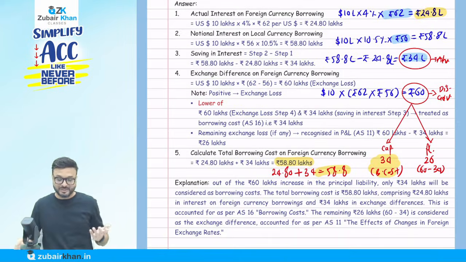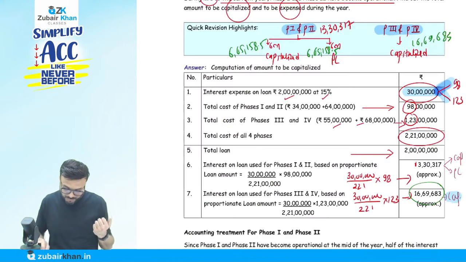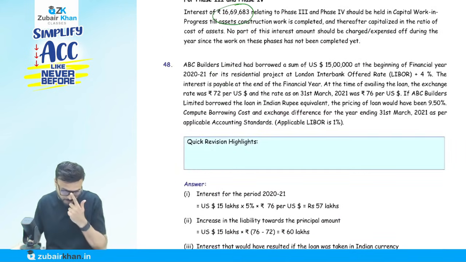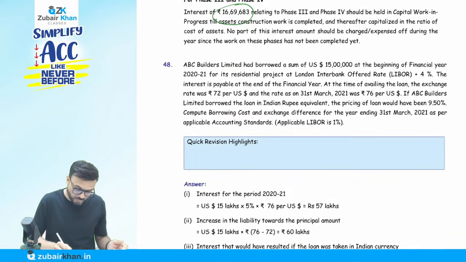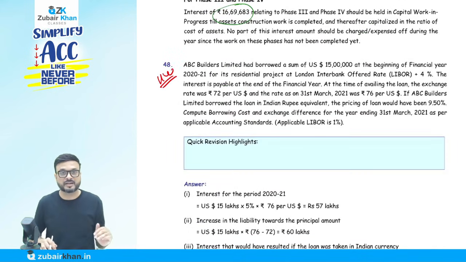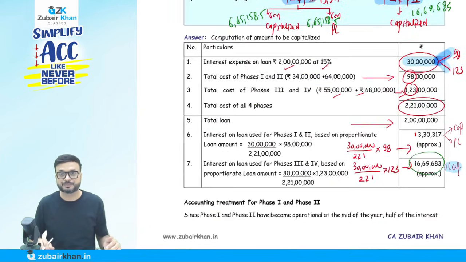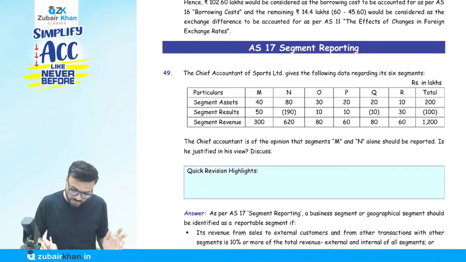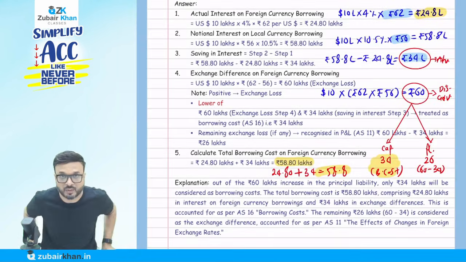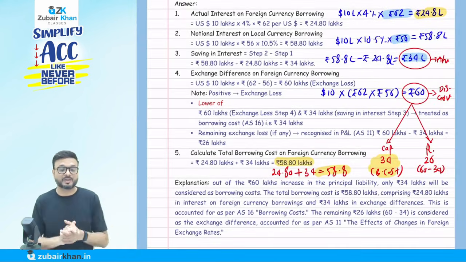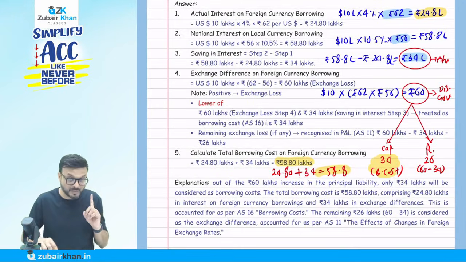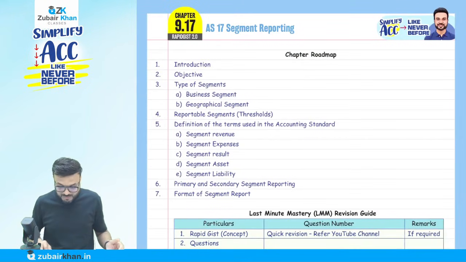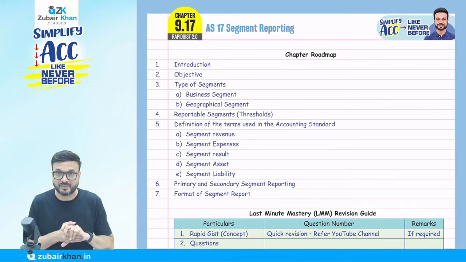So the same question, the figures are different, but in the top 100, question number 48 is homework. Same question, just follow these 5 steps, you will get the answer there. So 48 is homework, then from 49 it starts at 17. So this is all about accounting standard 11. Accounting standard 16 is that. Then in the next session I will start accounting standard 17, that is segment reporting.